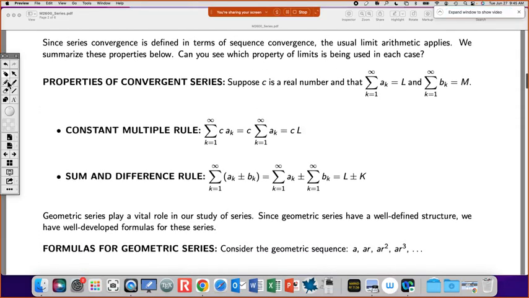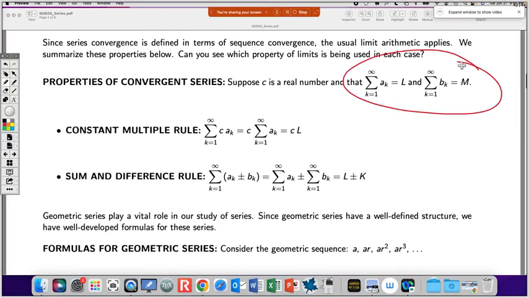It's the same language we use for improper integrals because it's the same concept. Properties of convergent series. Since convergent series are defined in terms of limits of finite sums, the properties of limits and finite sums can carry over. They can work together to give us properties of convergent series.